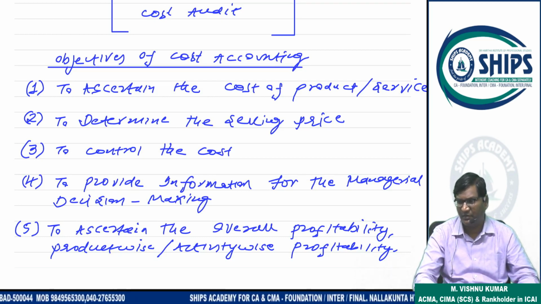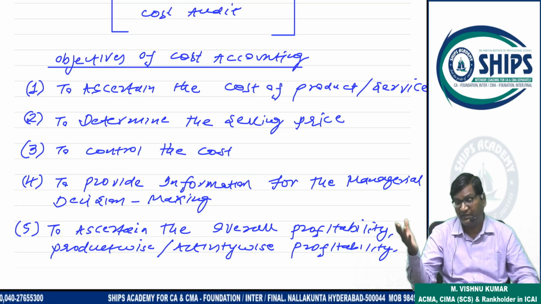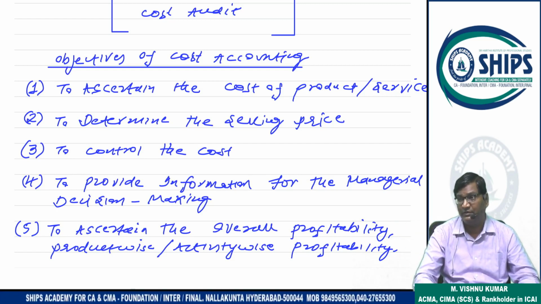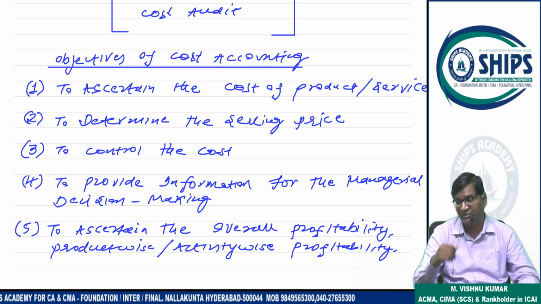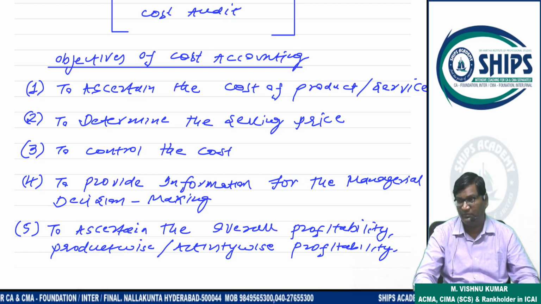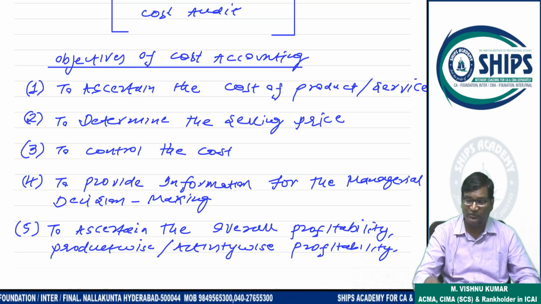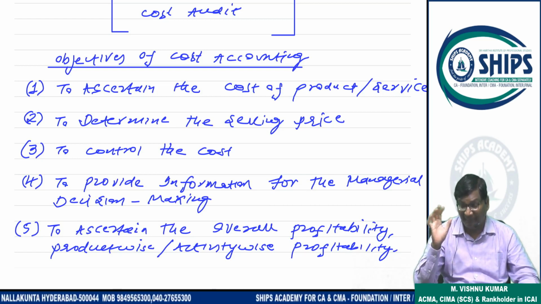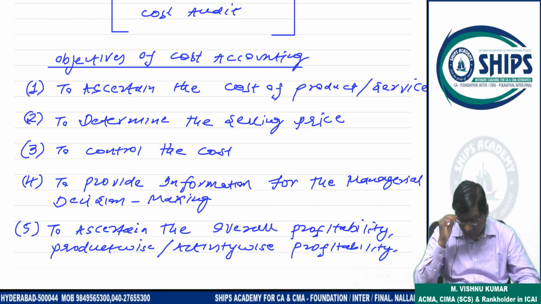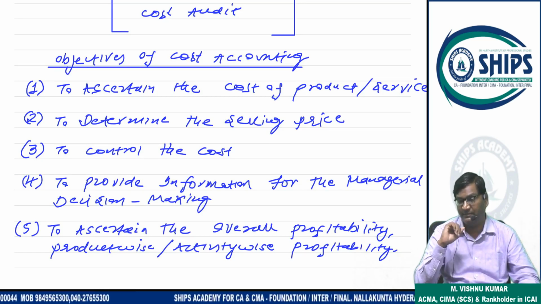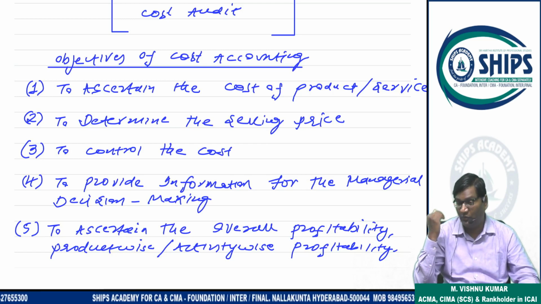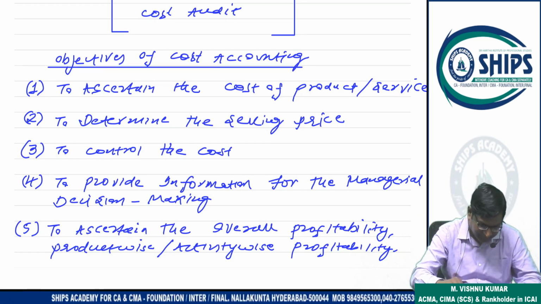Ascertaining cost. First, we have to ascertain the cost. Thereafter, cost control. Cost reduction also. Sometimes we use cost classification also. Fixing selling price also. So these are the different types of objectives related to cost accounting. The first important objective is cost ascertainment. Second is cost classification. Third is fixing the selling price of the product. Fourth is cost control. Then cost reduction also you can write.